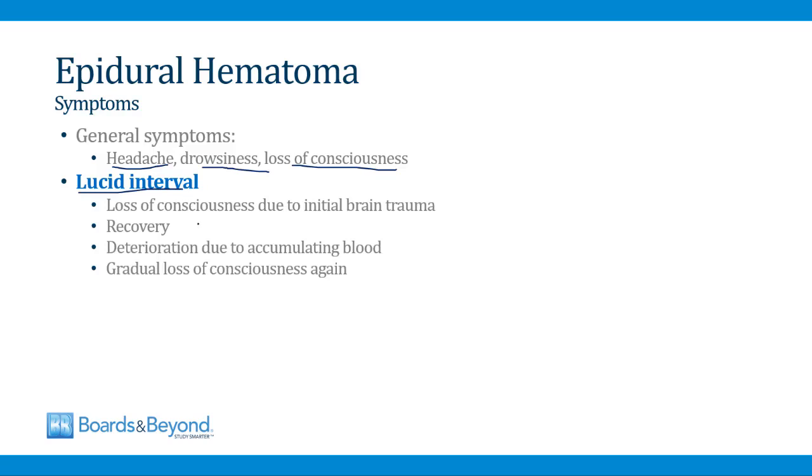So first, the patient will lose consciousness related to a concussion from the initial brain trauma. They will then recover from the concussion and appear to be lucid, but then they will have deterioration due to accumulating blood in the epidural space, and gradually they will lose consciousness again. And this is called a lucid interval, a classic feature of patients with epidural hematoma. And that concludes our module on intracranial bleeding.